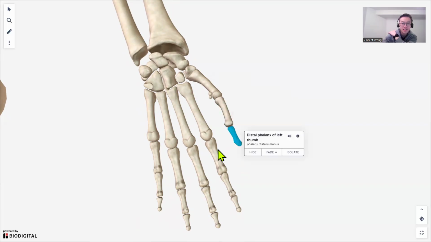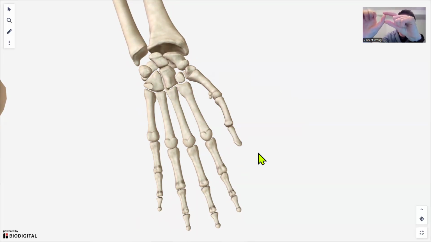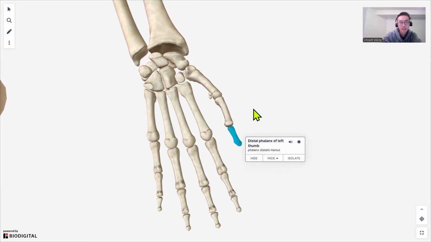Okay, phalanges. If you look at my thumb, there are only two phalanges, one and two. That's why you can only bend your thumb once. But for the other fingers, you have three phalanges, one, two, and three. So each of these four fingers has three phalanges. 3 times 4 is 12. But for your thumb, you only have two. So 14 phalanges in total.